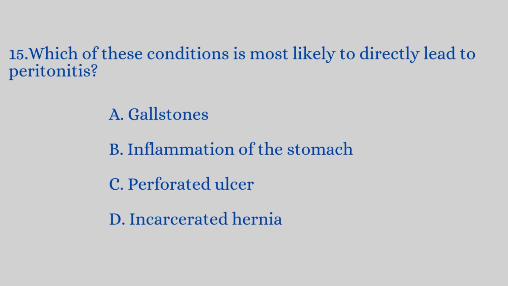15. Which of these conditions is most likely to directly lead to peritonitis? A. Gallstones. B. Inflammation of the stomach. C. Perforated ulcer. D. Incarcerated hernia.